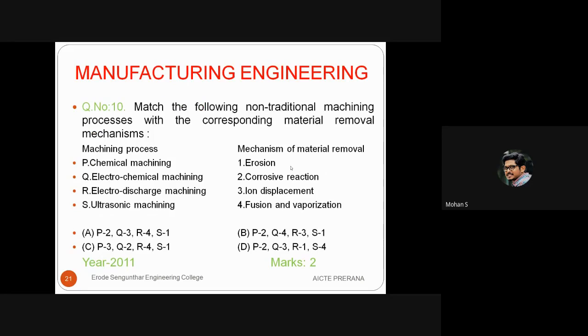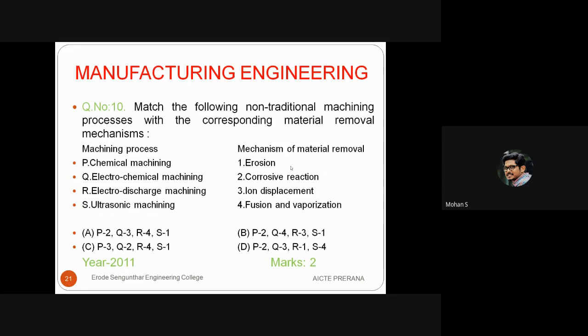Match the following non-traditional machining process with the corresponding material removal mechanism. Non-traditional machining is nothing but unconventional machining process. This comes under unconventional machining process. So the machining processes are listed like this.